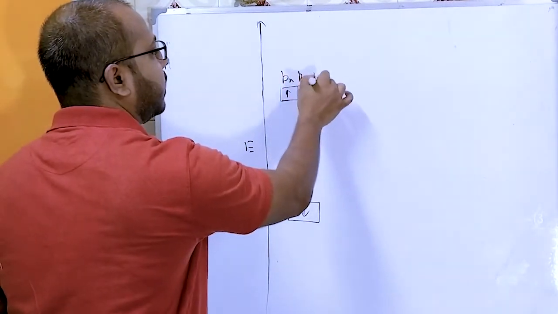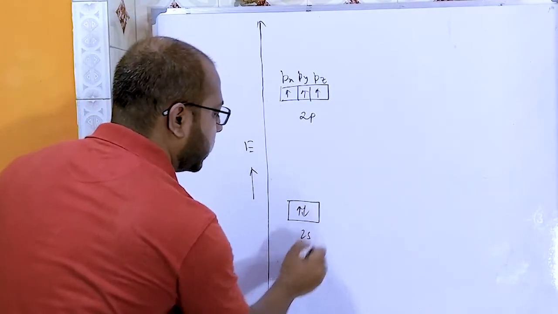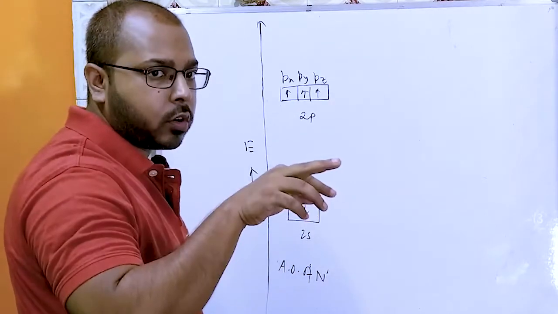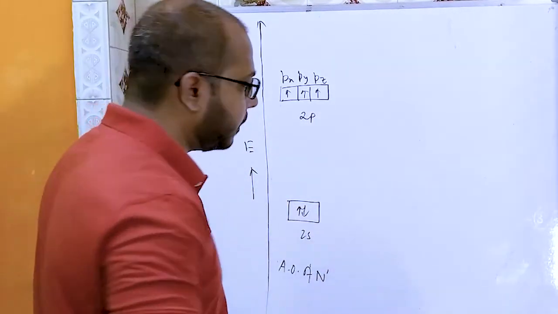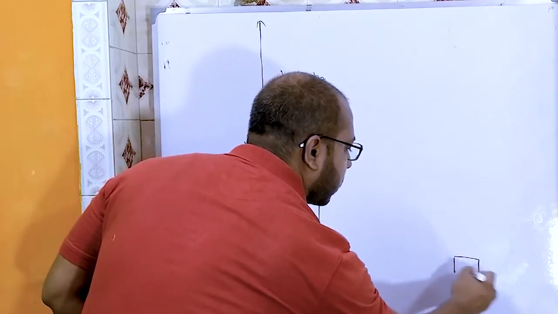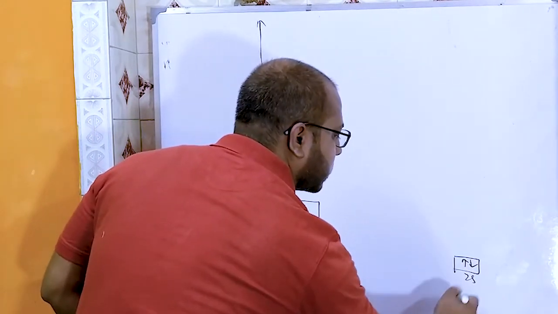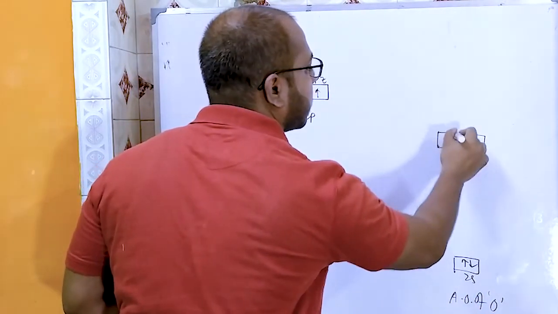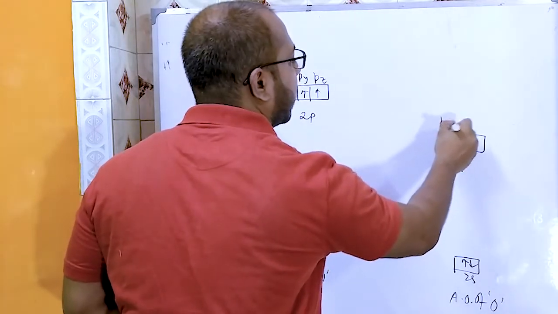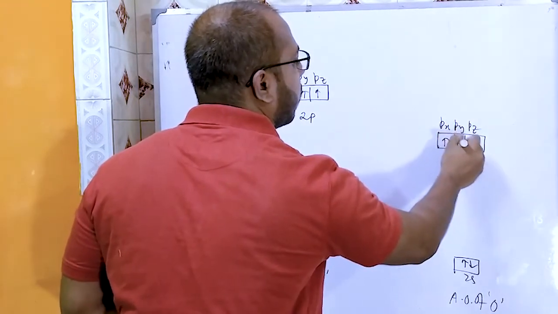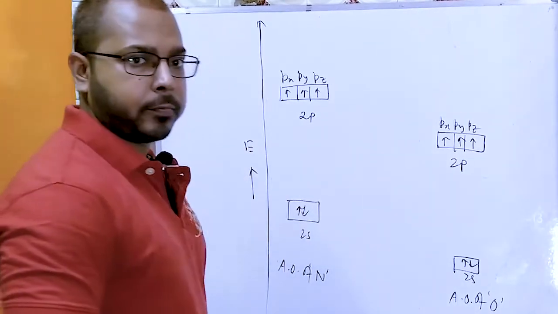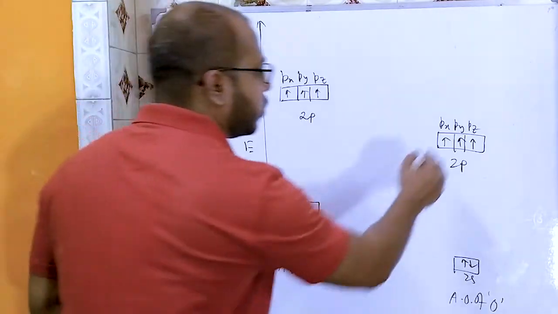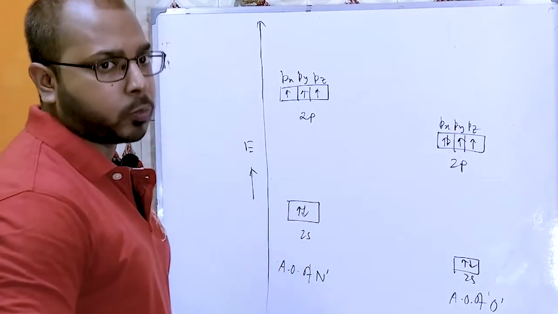PX, PY, PZ, 2S, AO of nitrogen, NO. Nitrogen is 1s2 2s2 2p3, and this is 2S AO of O, and this is 2p AO of O. Okay, got it? So again 2s2 2p4.